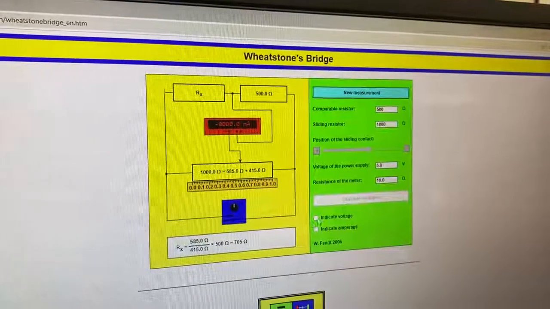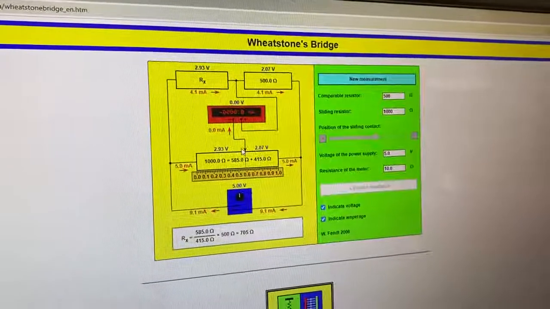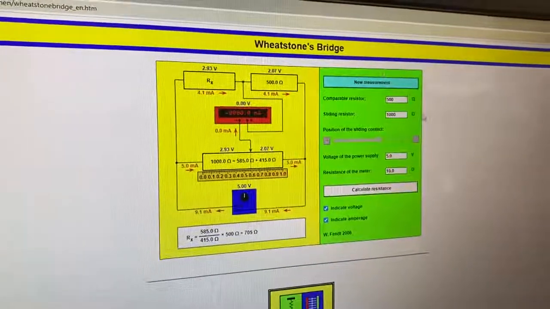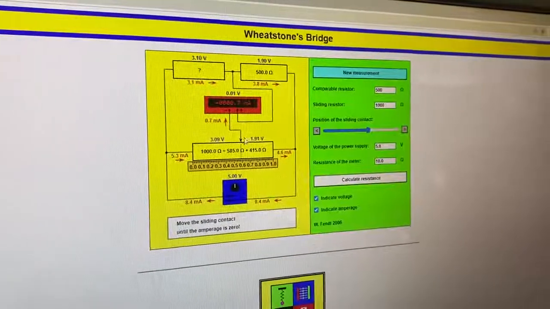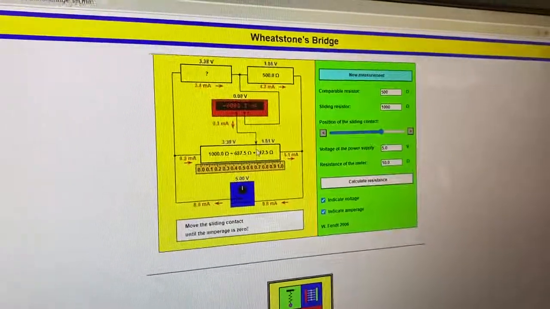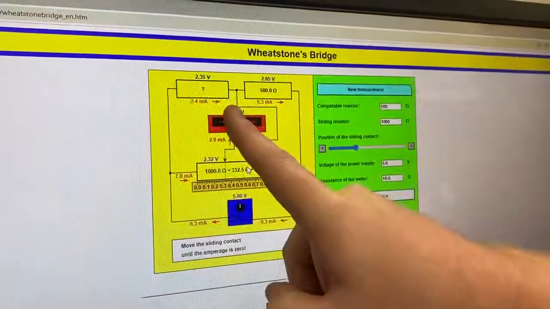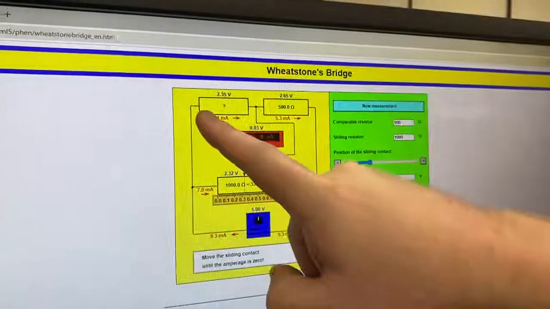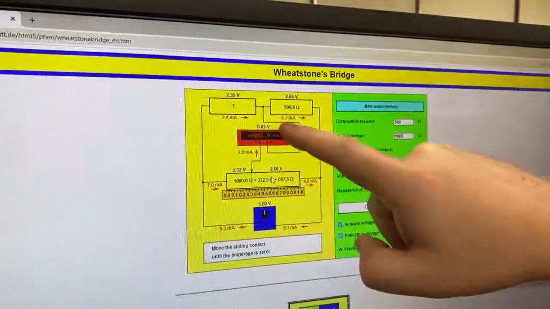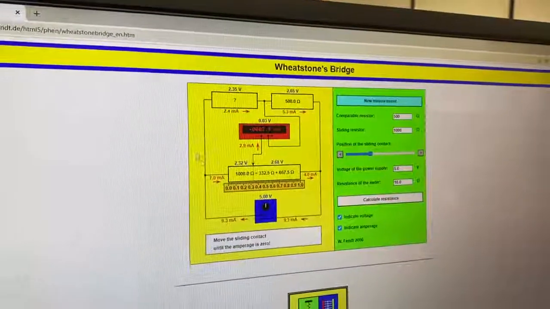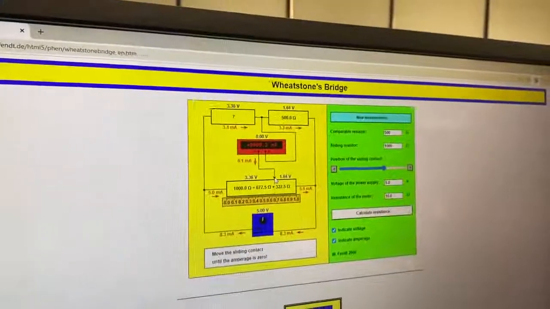We can also turn on voltage and current indicators, and we can see how everything changes as we take a new measurement, turn on our indicators, and we can see how everything adjusts as we move our sliders. So for example, you should notice that if this current is flowing up and this current is flowing in, then the sum of those two currents matches this current. In other words, 2.9 plus 2.4 is 5.3, and so on. And then we have things in balance when that middle current, the current through the bridge, goes to zero.